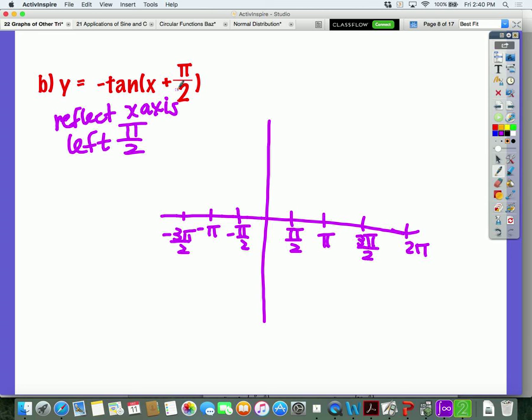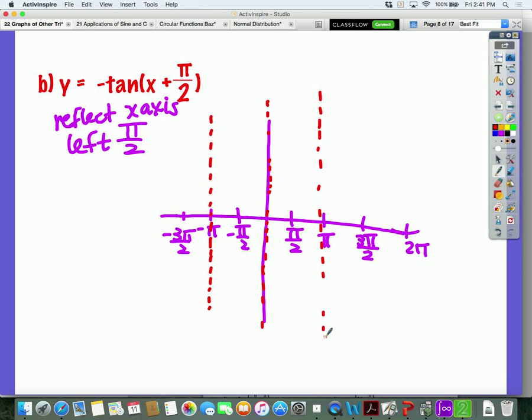So no longer am I going to have an asymptote at negative pi over 2. It's going to now be at negative pi. And no longer am I going to have an asymptote at pi over 2. It's now going to be at 0. And no longer am I going to have an asymptote at 3 pi over 2. It's now going to be at pi, and so on and so forth.